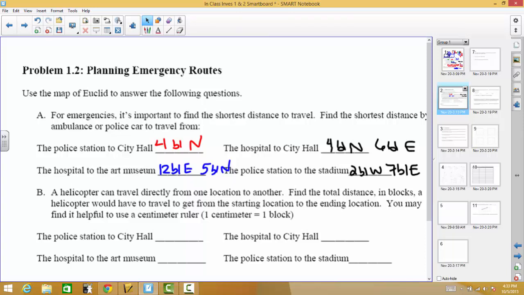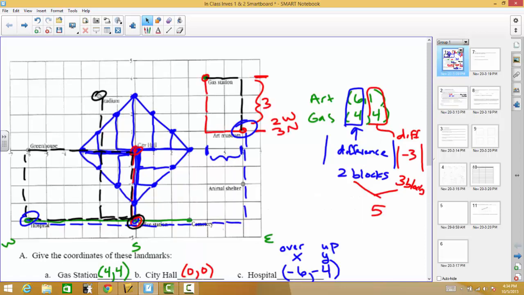Okay, so on your paper, I hope you have a centimeter ruler. If not, you can do this tomorrow in class and you can just believe me. So it says a helicopter can travel diagonally, basically. So 1 block is a centimeter, and if you take your ruler and put it up on the paper, you will see that a block is a centimeter. So now you're going to actually measure the distance from the police station to City Hall.